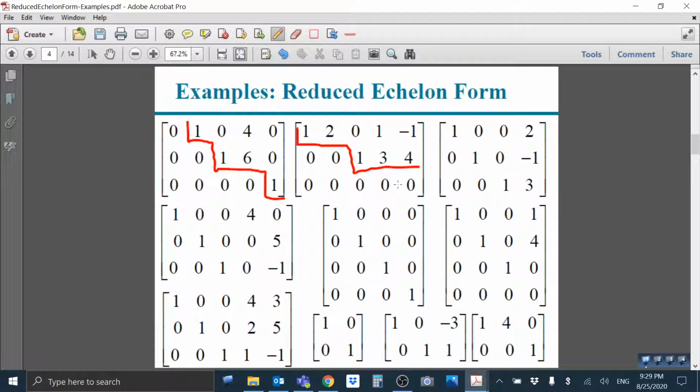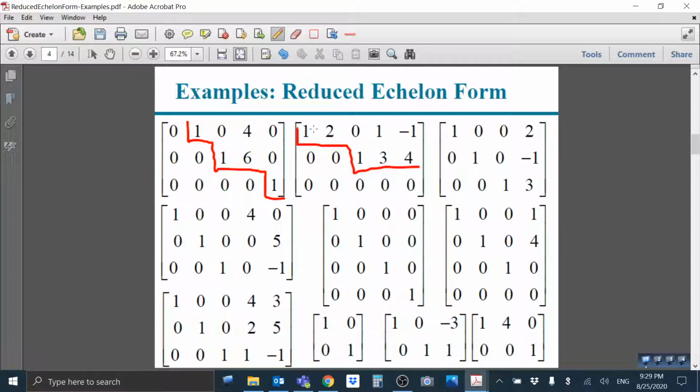Last row doesn't have any leading entries. It's full of zeros, and that row is at the bottom. Good news. Leading entry, zeros below. Leading entry, zeros below. So this is in echelon form. Good news. Let's push it further. Leading entry is 1. Good. Leading entry is 1. Great.